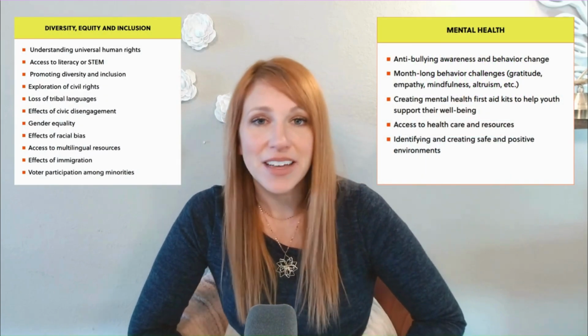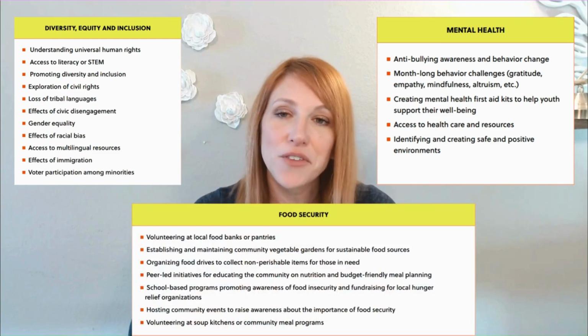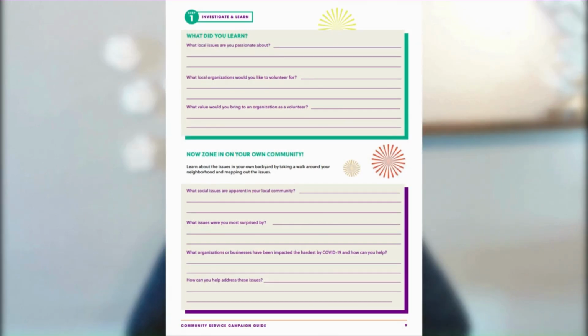Investigate and Learn can be done using our lesson packages as well as step 1 of our campaign guide. In step 1 of the campaign guide, your students will find a bunch of service project ideas by different issue topics such as DEI, mental health, and food insecurity. Reviewing these can help your students find ideas that may spark their interest or get them thinking. Then, as a class, in groups, or even individually, your students can complete the worksheet questions for step 1 to help them focus on issues they care about and how they can help.